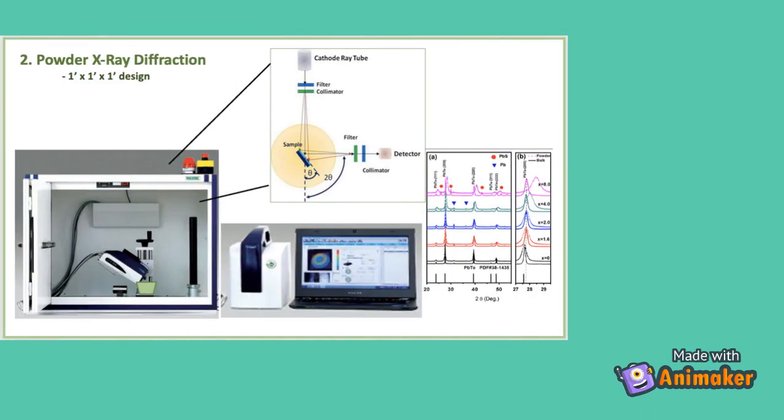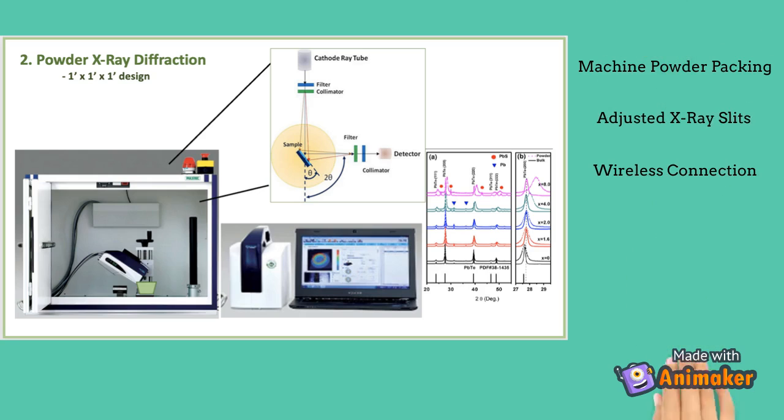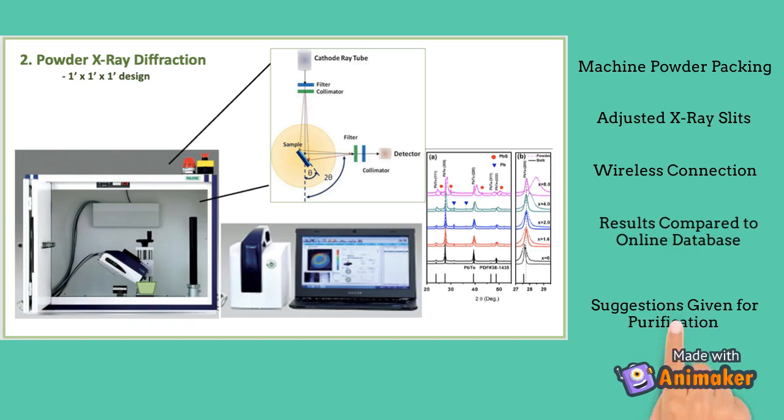The second device is powder X-ray diffraction. Results are shown on a wirelessly connected PC. Instructions are compared to an online library and each molecule is identified. A total purity percentage is provided. Once the powder is analyzed, it can be placed back into the solution and the vaccine returns to its initial composition.